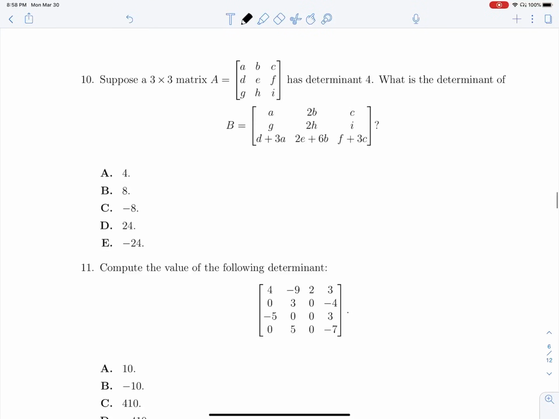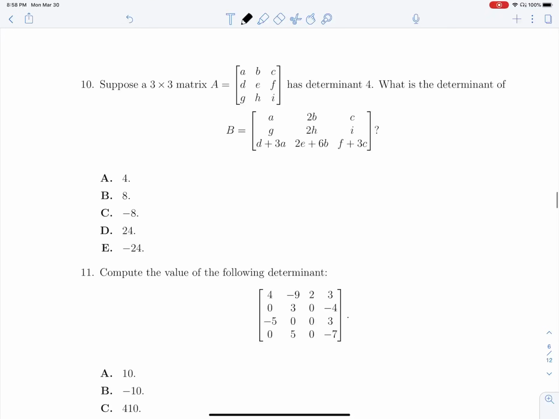Question 10. Suppose a 3 by 3 matrix A composed of all those components has a determinant of 4. What is the determinant of this guy right here? We know some basic rules for this. Whenever we multiply a row or a column by a factor, it will multiply the determinant by that factor.